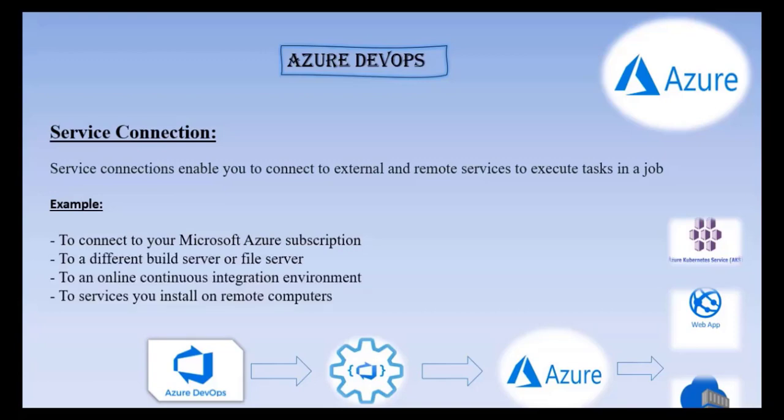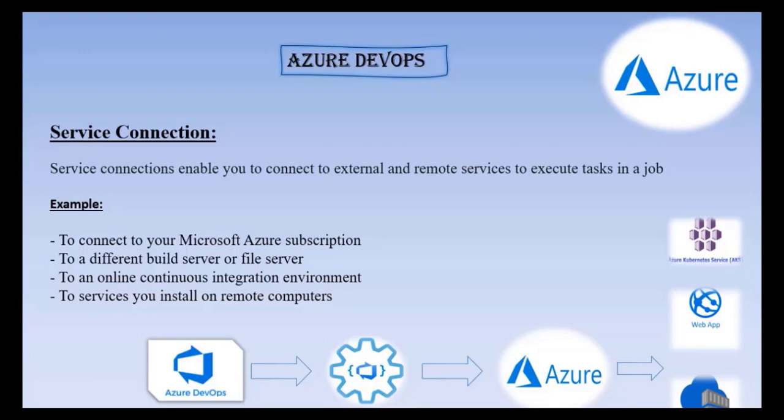So in order to access all Azure resources and services, firstly you need to create a service connection. Similarly, if you want to connect to a different build server, for example, a SonarQube server wherein you want to run static code analytics, you need to again create a service connection. If you want to connect to a Git repository like GitHub, GitLab, again, you need to set up a service connection. So these are few examples for which you need service connection. Without that, you cannot communicate or interact or do anything. So a service connection is very much essential.